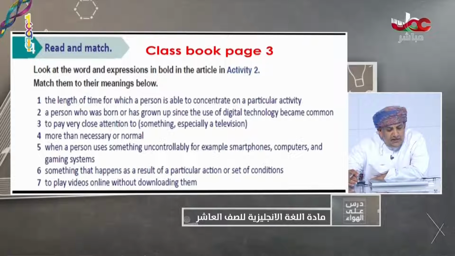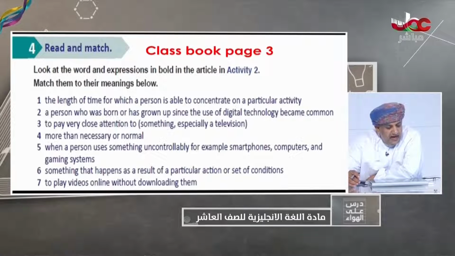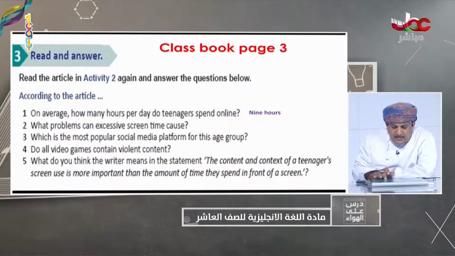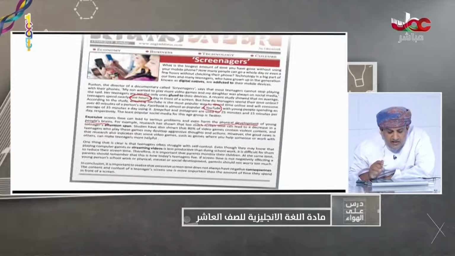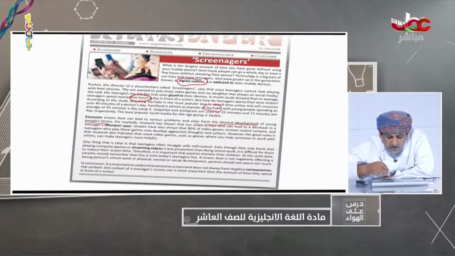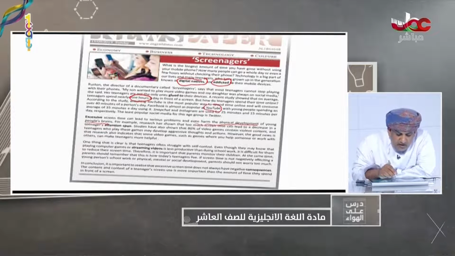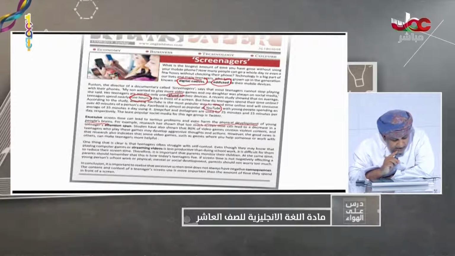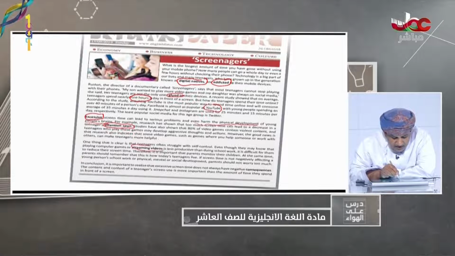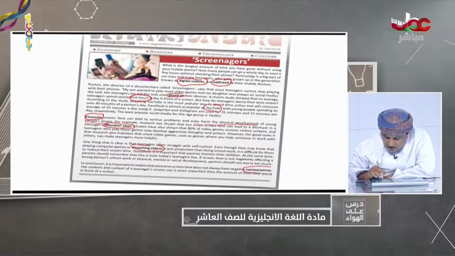Read and match. Look at the words and expressions in bold in the article in activity 2. Match them to their meaning. So let's look back to the text, okay? Let's look at the words in bold, okay? This is the word digital natives, okay? Addicted, glued to, I think here, excessive, attention span, here the words streaming videos, and consequence, okay?